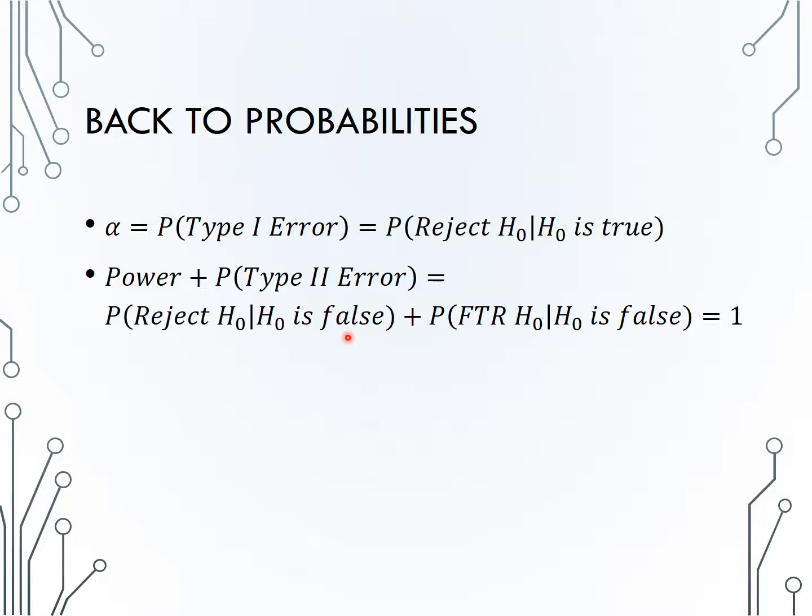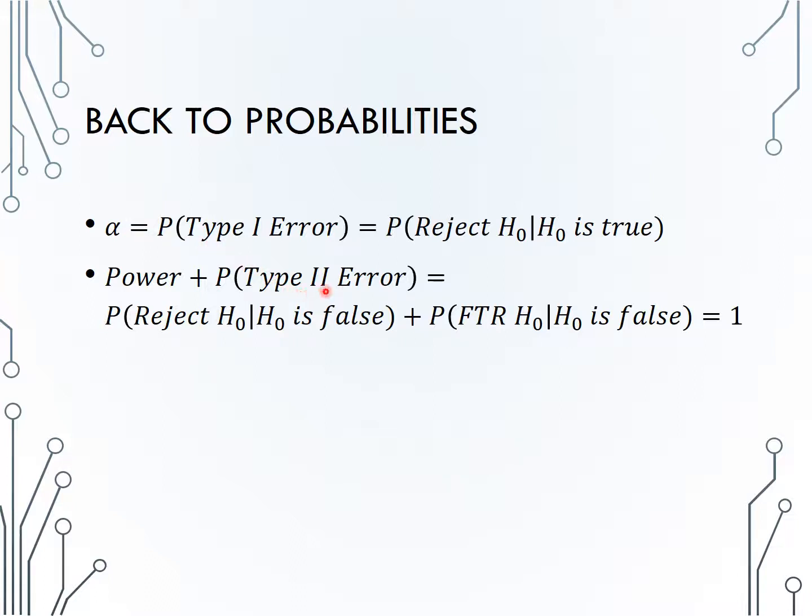We could also write the probability of our errors in terms of conditional probabilities. A type 1 error is when we reject the null if the null is true. So the probability of a type 1 error is the probability of rejecting the null given the null is true. That actually is our significance level. So when we set alpha at the beginning of a study, we are predetermining the probability of making a type 1 error.